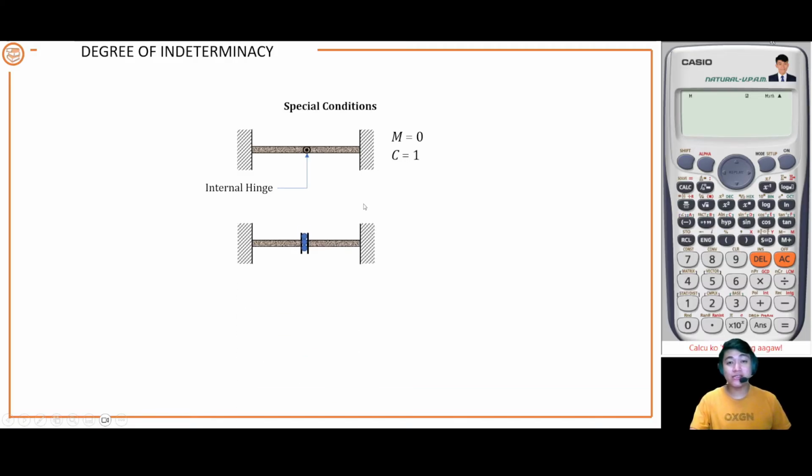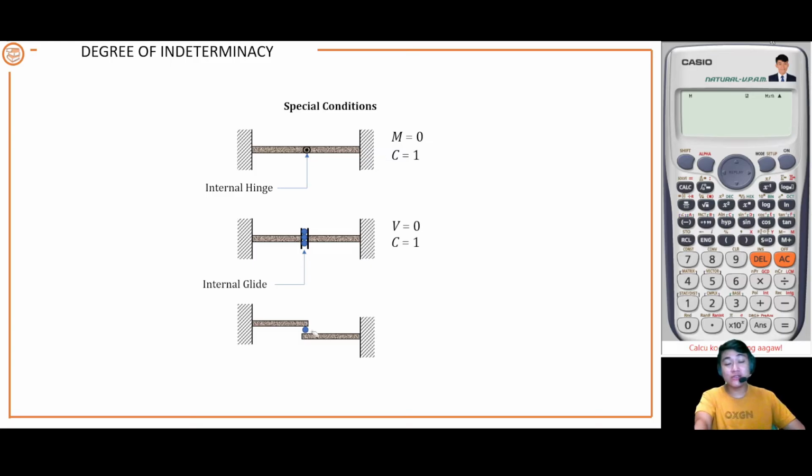Next is internal glide. That is what it is called. For an internal glide, you can move this vertically, meaning shear is equal to 0, shear force. The number of special conditions here is equal to 1. Only shear was released.